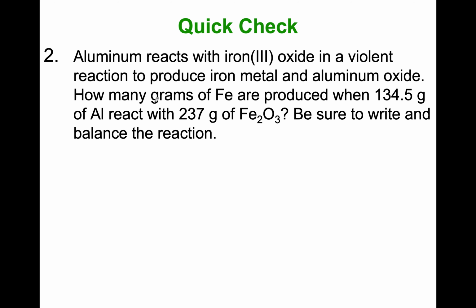How many grams of iron are produced when grams of aluminum react with grams of iron(III) oxide? Okay, so you need a balanced chemical equation. Then you need to choose the method that you want. I just provided you 3 methods to get to this. What is the limiting reactant? And then calculate grams of a product. So go ahead and pause the video, choose the method that you prefer.